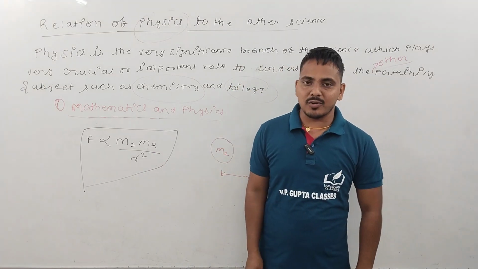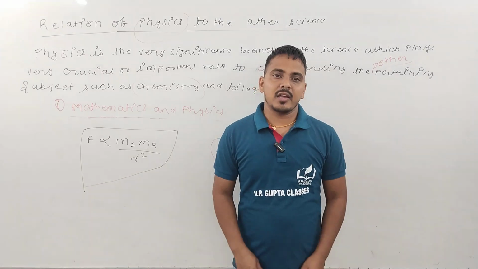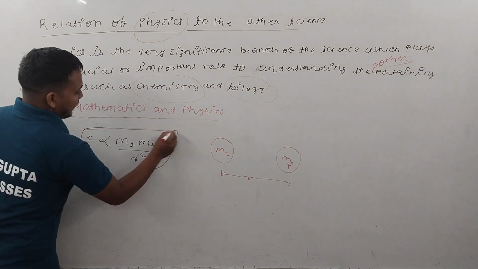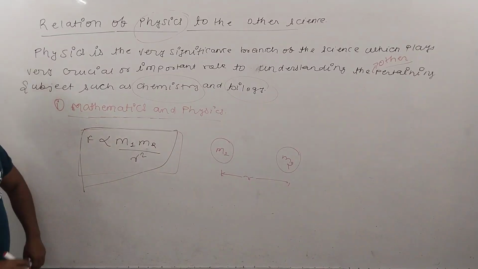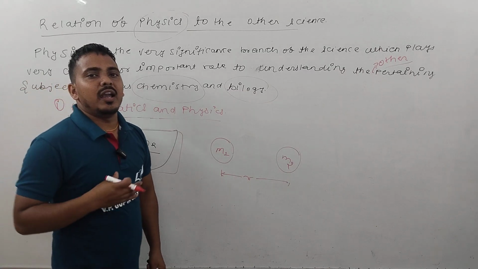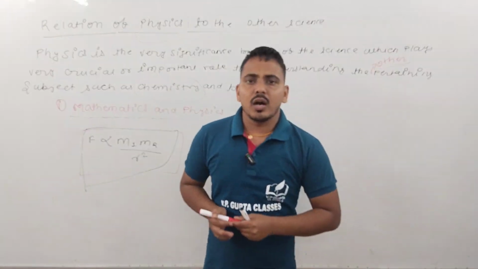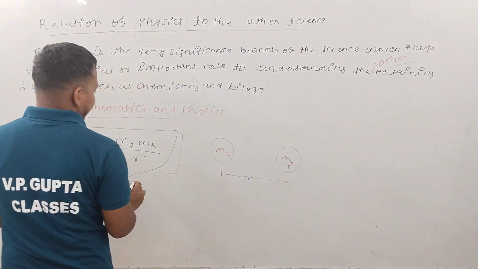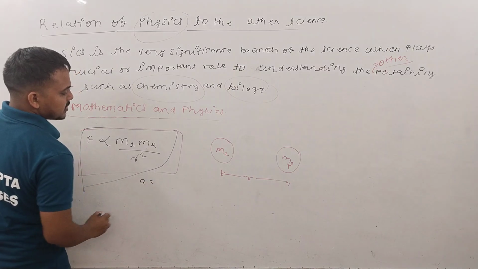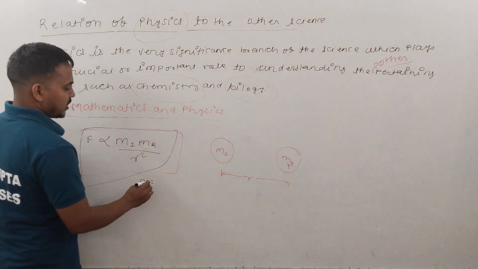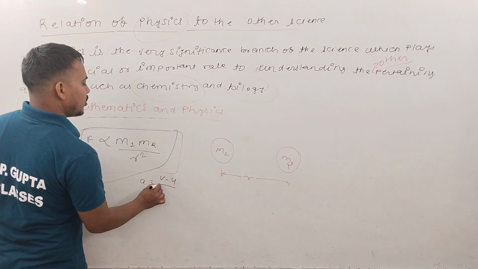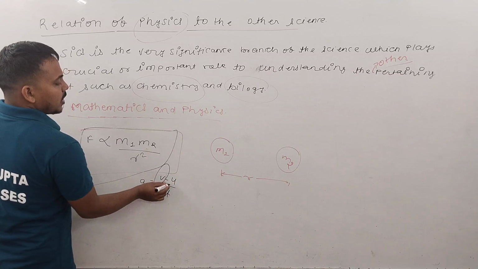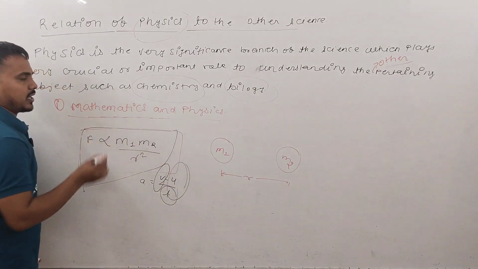F is directly proportional to m1 m2 by r square. This is very easy to write in comparison to language. And there are also other types of examples, such as acceleration, which you studied. Acceleration means the rate of change of velocity, that is v minus u divided by t, where v is the final velocity, u is the initial velocity, and t is the time taken.